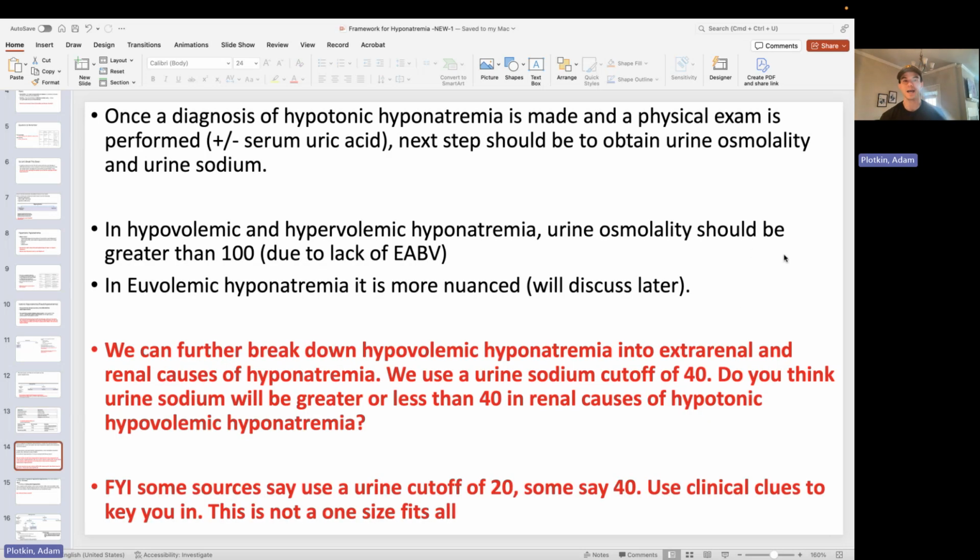So once a diagnosis of hypotonic hyponatremia is made and the physical exam is performed, and we get the serum uric acid, maybe we don't, the next step we want to do is obtain urine osmolality and urine sodium. So in hypovolemic and hypervolemic hyponatremia, the urine osmolality should pretty much always be greater than 100. Okay, in this case, there's a lack of forward flow making its way to the kidney in both hypovolemic and hypervolemic states, for the reasons I talked about on the previous slide.